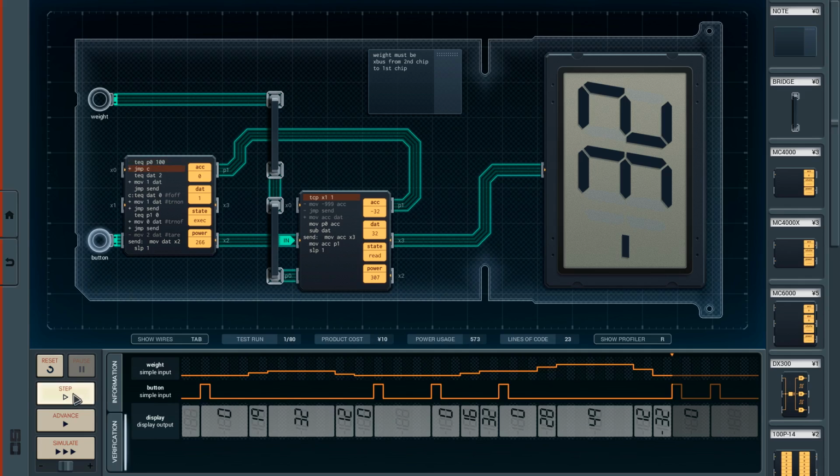Okay, so that tests that. Alright. So that should test to see if DAT is 0. So if off, turn on, but it's not, it's on. And if P1 is 0, which P1 is 0, move 0 to DAT. Jump send, which moves DAT to X2.